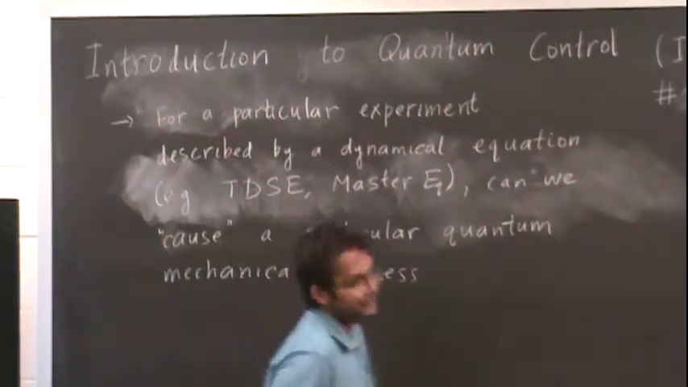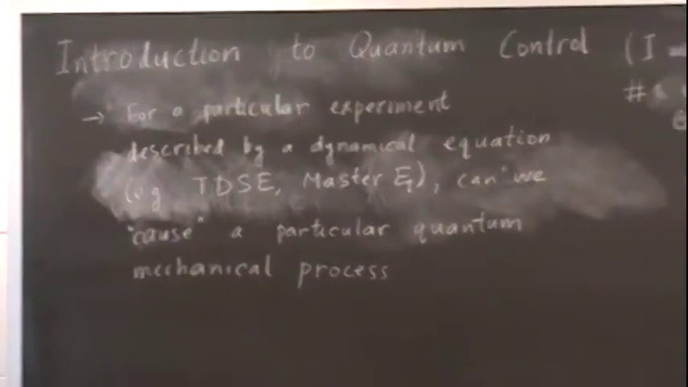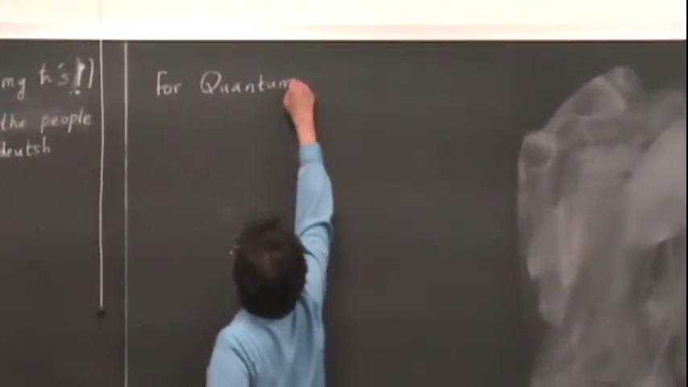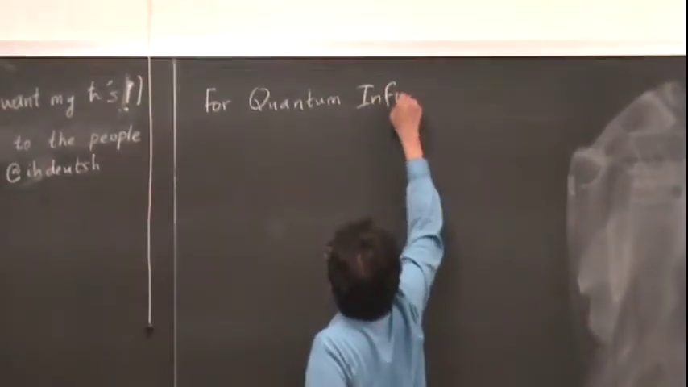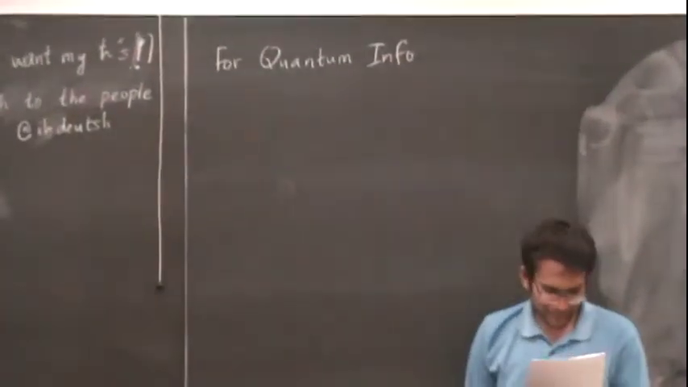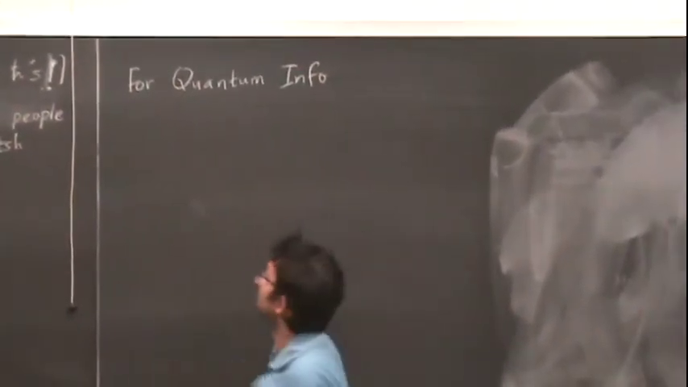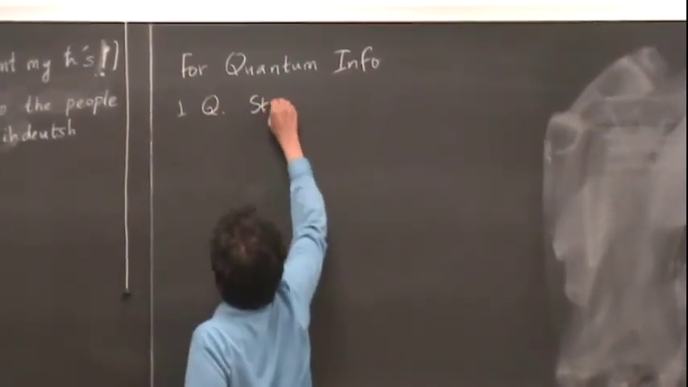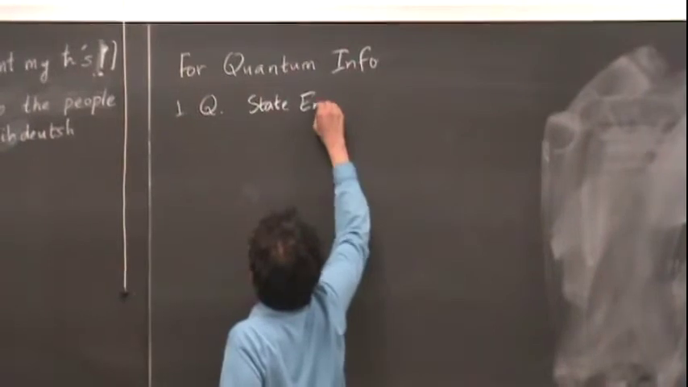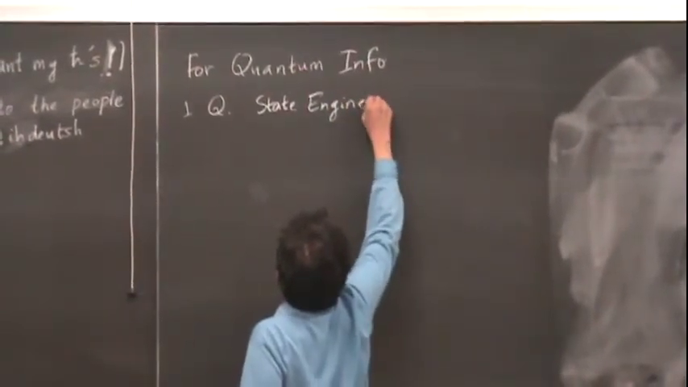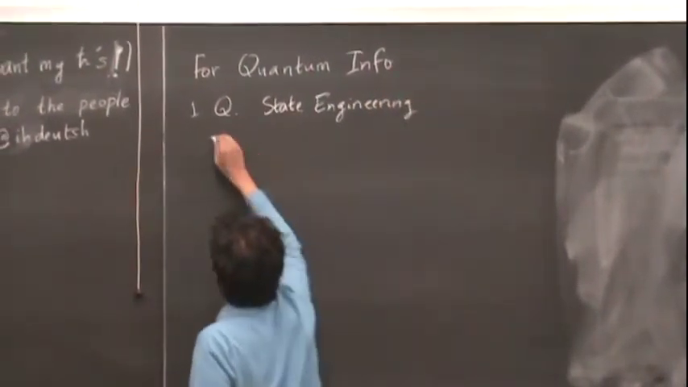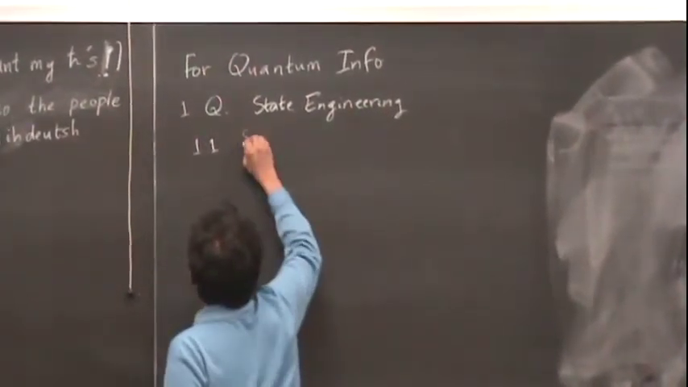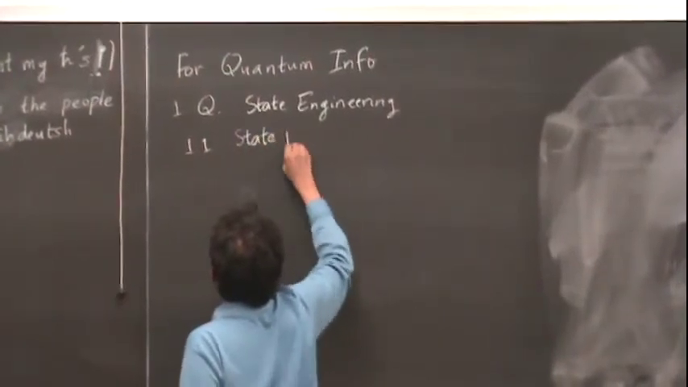So from a perspective of QIP, quantum information processing, which is what most of us are into, I'll give you a few examples of the kind of tasks we are interested in. Firstly, we might be interested in quantum state engineering, and let's look at some examples of that. I could be interested in preparing a particular state. I'll call that state preparation.